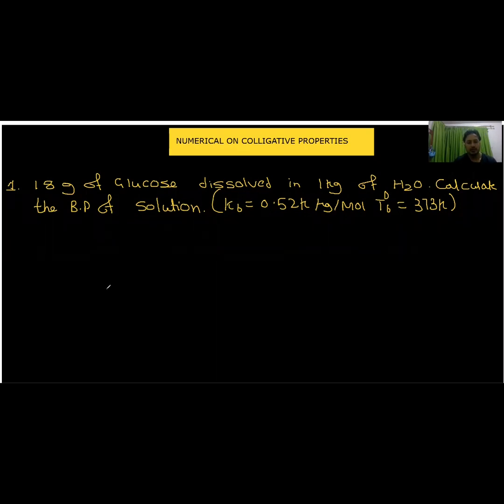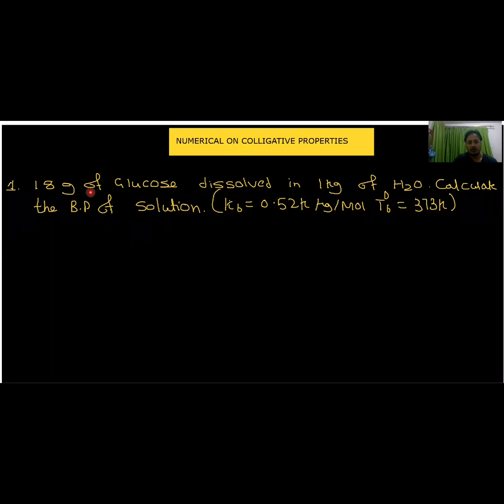Welcome back. Today we are going to discuss the numericals of the colligative property from the chapter solution. So let's discuss one numerical from each colligative property. Let's start. Our first numerical is based on the elevation in boiling point.